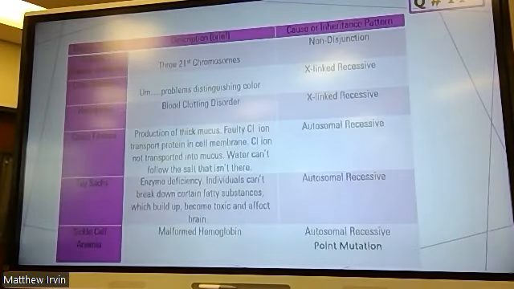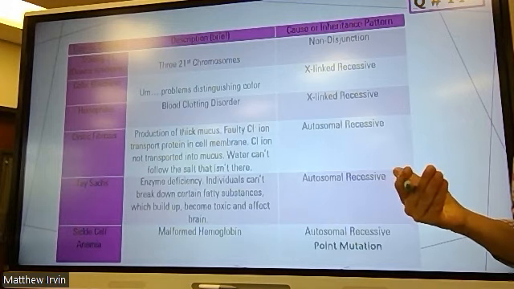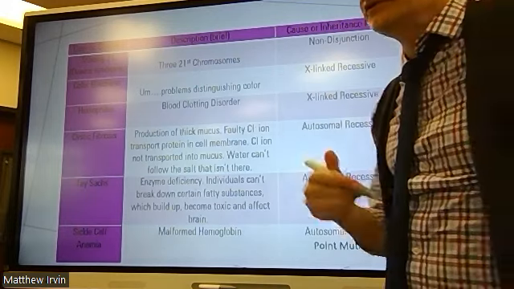All right, these are some basic types of genetic disorders that you should be familiar with. It is unlikely that you would have to recall any of these. You used to have to know them.